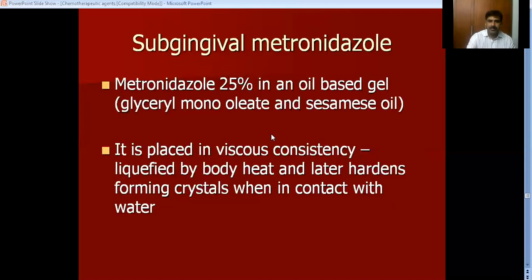Now this is the minocycline system. Then we have metronidazole. Now this is commonly known by the name of Elyzol, and the concentration of metronidazole here is 25%. And you have glyceryl mono-oleate and sesame oil. The advantage of this is, when you inject this, it is liquid form, but when it absorbs heat from the body, it solidifies there. So it forms crystals and remains within the periodontal pocket. That is an advantage of this subgingival metronidazole, which is known as Elyzol, which contains metronidazole 25%.